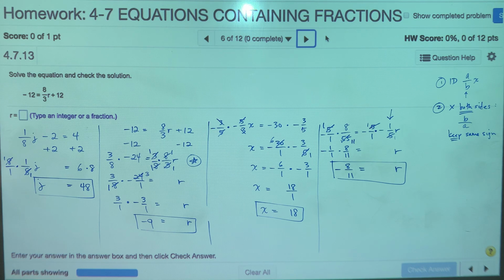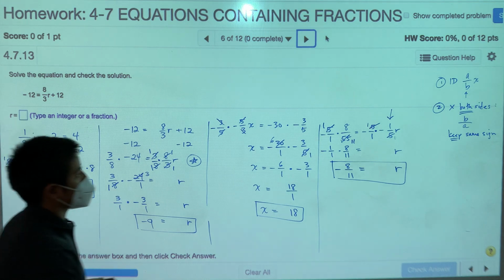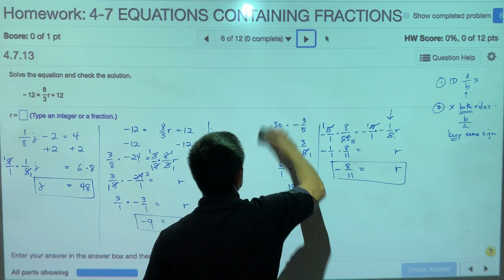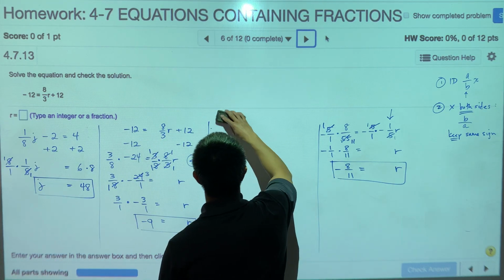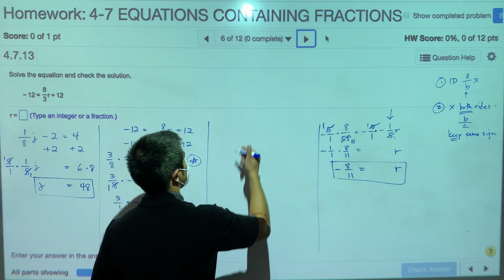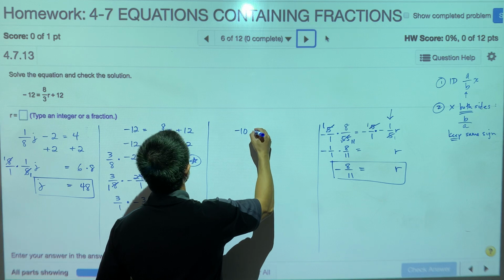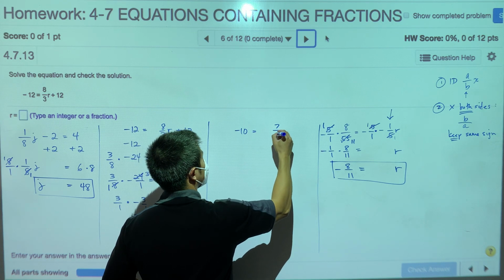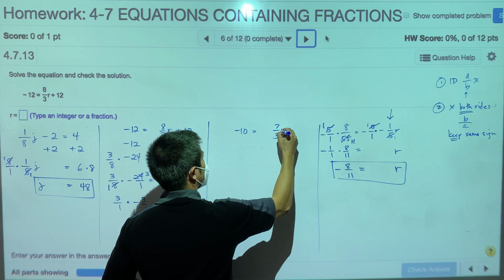Anybody want me to do their problem? Yes. You want to tell me? Sure. Give me just a moment. Let me erase this one. Okay, go for it. Negative 10 equals 7 over 3 r plus 18.